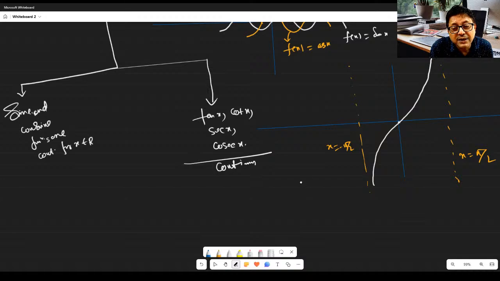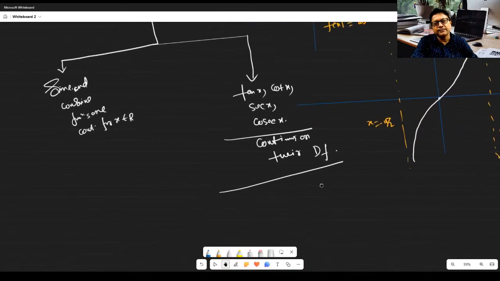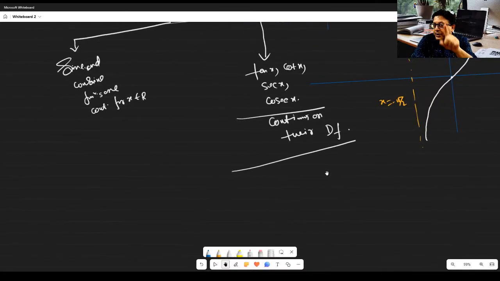Okay, tan x, cot x, sec x, cosec, they are continuous on their domain of definition only. Okay? So these functions are continuous in their domain of definitions only. Clear? So this should keep in your mind. Later on in algebra of continuous functions, we need this concept.